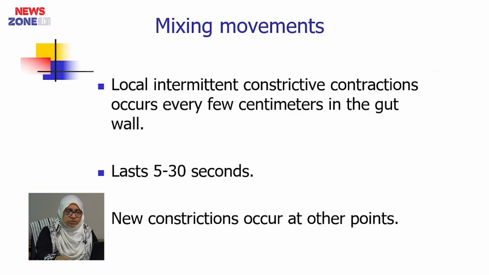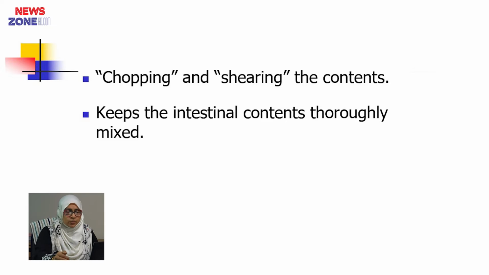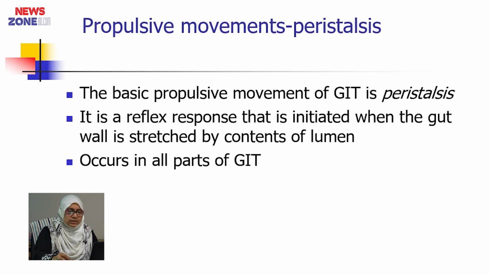Now let us know about the mixing movement. Local intermittent constrictive contractions occur every few centimeters in the gut wall and last about 5 to 30 seconds, and then new constrictions occur at other points. In this way, chopping and shearing of the content occurs and keeps the intestinal content thoroughly mixed with the digestive juice. Then the next point is the propulsive movement of the GIT, or we can call it peristalsis.